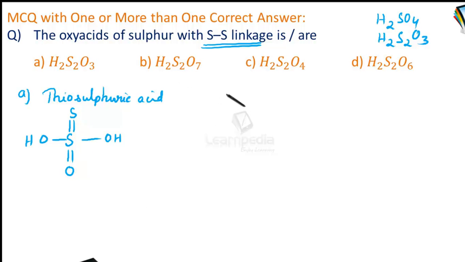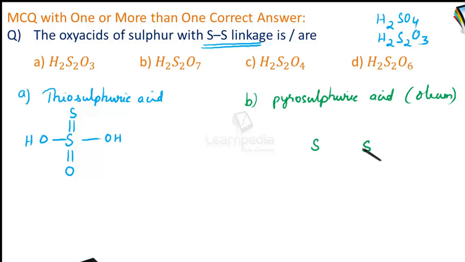H2S2O7. This is nothing but pyrosulfuric acid, also called oleum. So here there are 2 sulfurs and the basicity of this one is 2. So there should be 2 OH groups, 1 on each sulfur, like this. Then after this 5 oxygens are there, out of which 2 oxygens are attached to each sulfur by a double bond in this way.